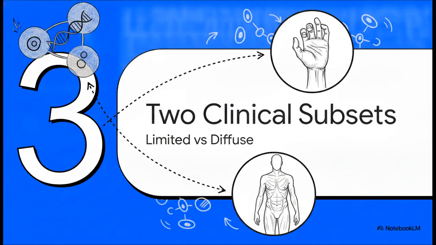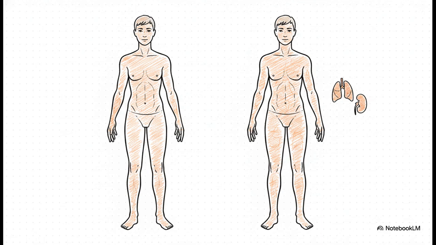Section 3. Two distinct clinical subsets. Now, clinically, patients are broadly grouped by their pattern of skin involvement, and incredibly, this skin pattern actually predicts their internal organ risk. It's a huge clue. On one side, we have limited cutaneous SSc. This disease course is usually indolent. It moves slowly. The skin thickening is limited strictly to the fingers, the distal limbs, and the face.